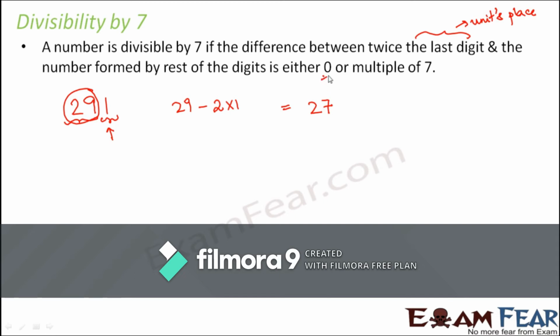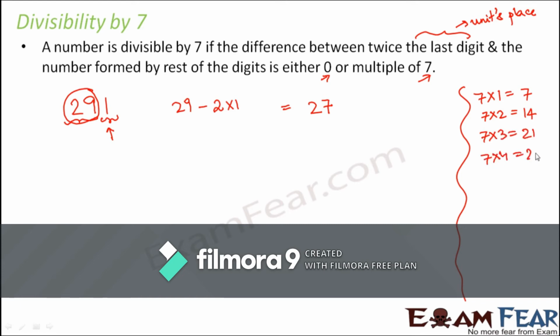Now this difference, if it is either 0 or a multiple of 7, only in that case will the number be divisible by 7. Now quickly write down the multiples of 7 in one corner. So the multiples of 7 would be something like this. 7 ones are 7, 7 twos are 14, 7 threes are 21, 7 fours are 28, 7 fives are 35, 7 sixes are 42, and so on. So this is how the multiples would look.